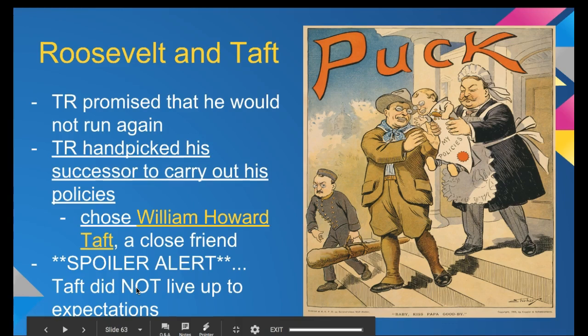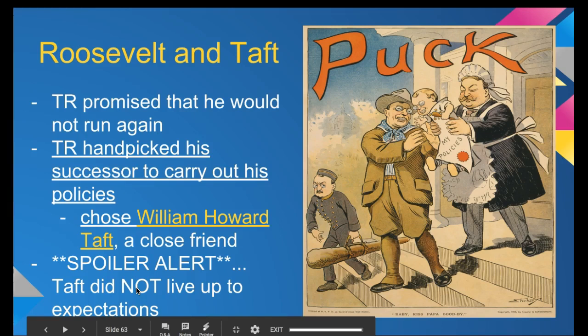So let's talk about Roosevelt's successor, which was Taft. TR promised that he would not run again, even though he technically could. There were no term limits at this time. He was a very popular president, but he said, nope, 2 terms is enough for me. He handpicked his successor to carry out his policies. All right, he expected William Howard Taft to continue doing the same things he had done. Taft was a close friend of Teddy Roosevelt. However, Taft did not follow in Teddy's footsteps, and this is going to be the end of their bromance.